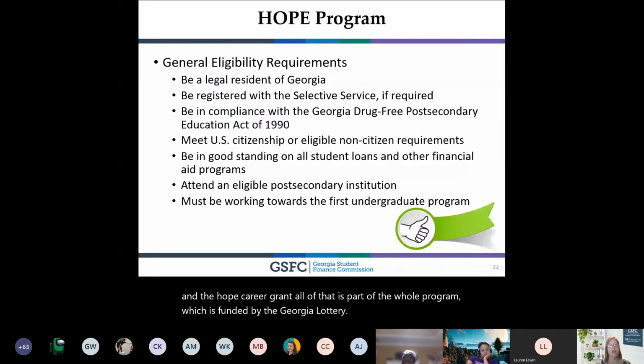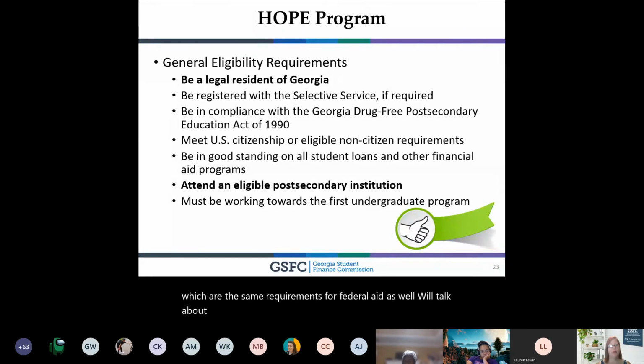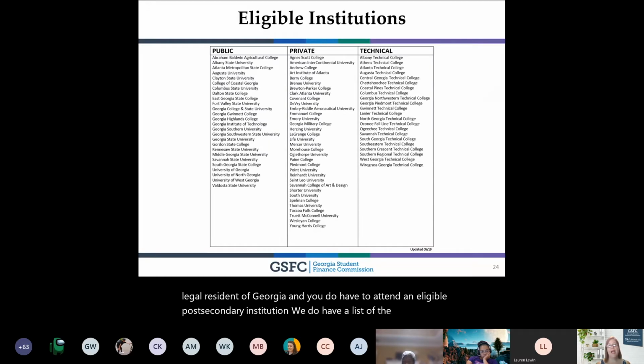To be eligible, you have to meet all of these requirements, most of which are the same requirements for federal aid as well. I want to talk about two pieces that are real important. You do have to be a legal resident of Georgia, and you do have to attend an eligible post-secondary institution. We do have a list of the eligible institutions, and you will see every single one of them is within the state of Georgia. The HOPE program cannot be used outside the state of Georgia. I want to make that clear, because I get that question a lot.